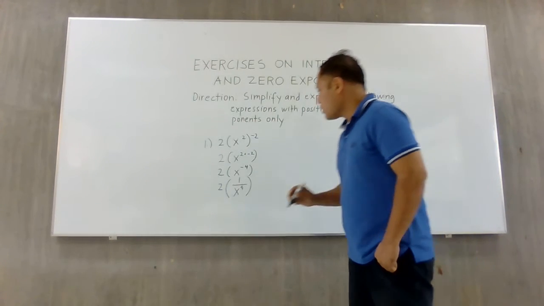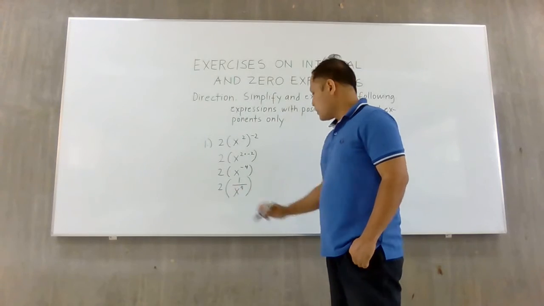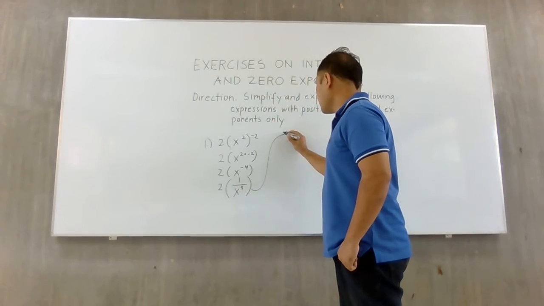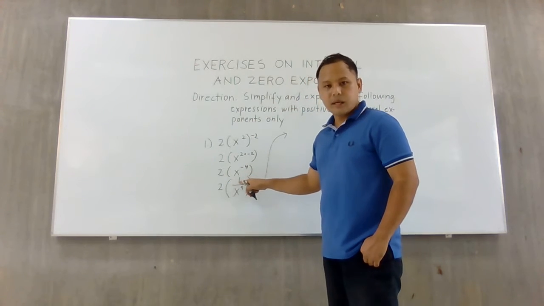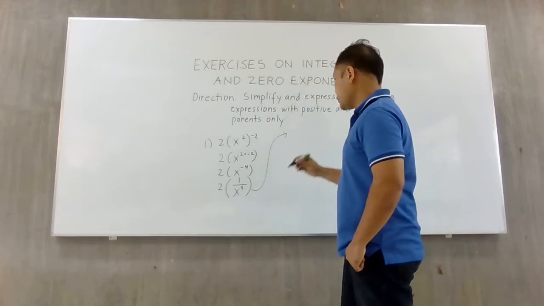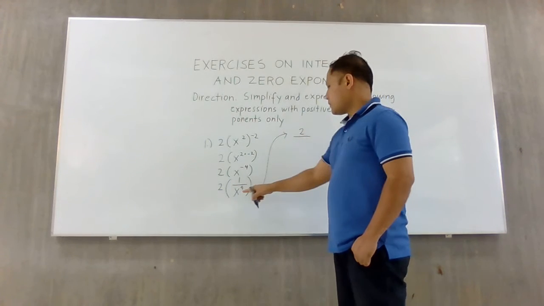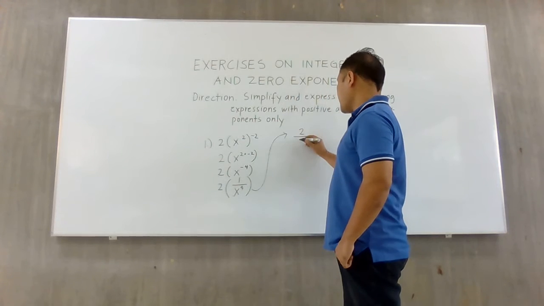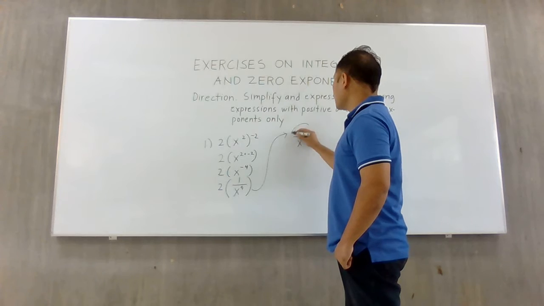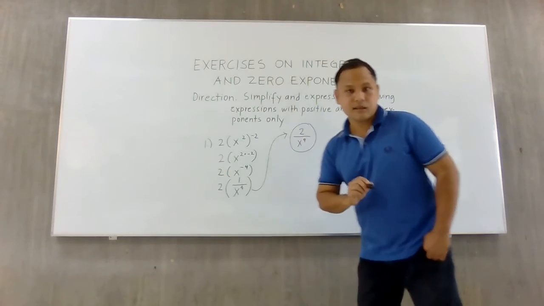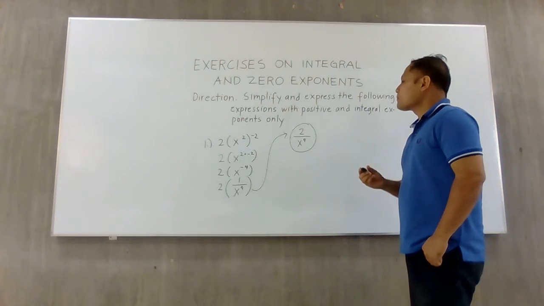Now we are multiplying a whole number to a fraction. So we multiply the whole number directly to the numerator. So 2 times 1 is 2. And we copy the denominator. So this is the final answer. Easy, right?